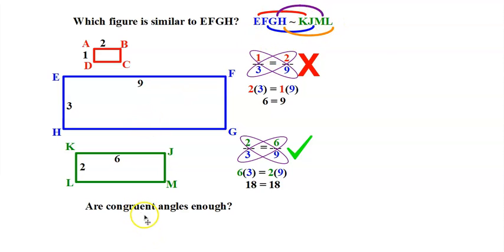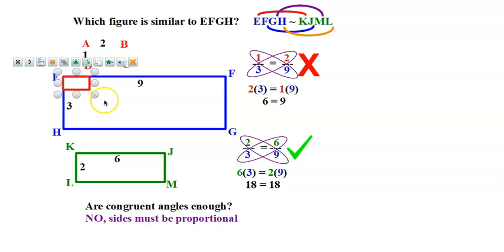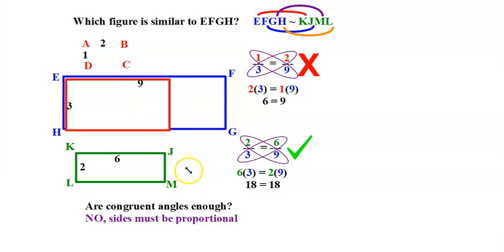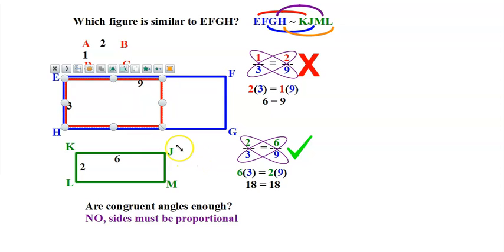So, was it good enough that all of the angles matched up, the corresponding angles were congruent? No. You got to have proportional sides as well. The sides aren't proportional, it's no good. Also, remember we said that it's a dilation, right? So if you'll notice, if I take this and I keep the aspect ratio the same, and I just dilate it out, it doesn't match up with EFGH, does it? Doesn't match up, it's no good.